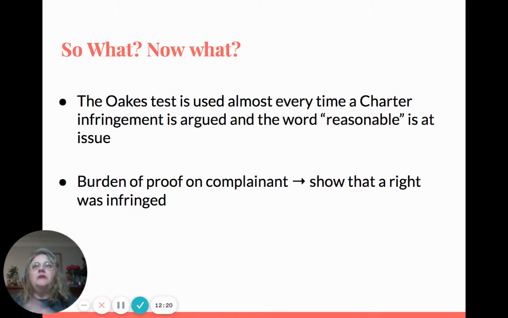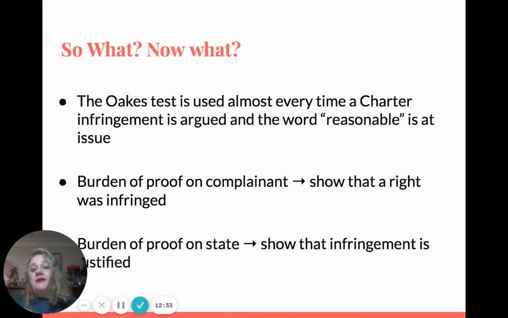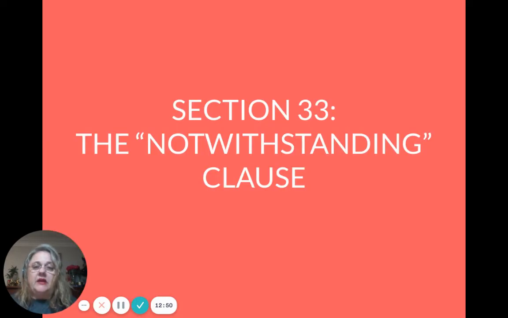So in a charter case, if you're going to claim that the government violated your rights with its law or policy or regulation, the burden of proof is on you to show that the right was infringed. And then the burden of proof is on the government to show that the infringement is justified. And that's a little bit more balanced going forward. So Oakes really set the stage for the conditions under which a charter violation could be justified by the government.